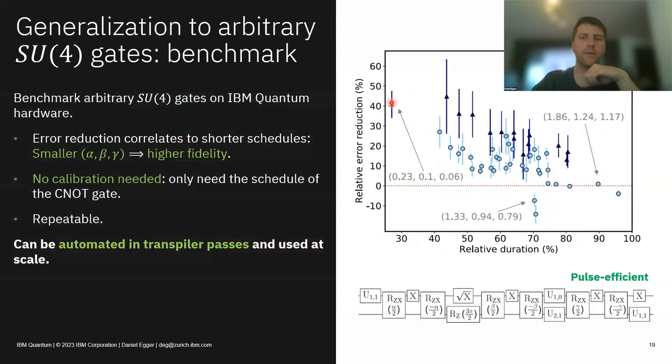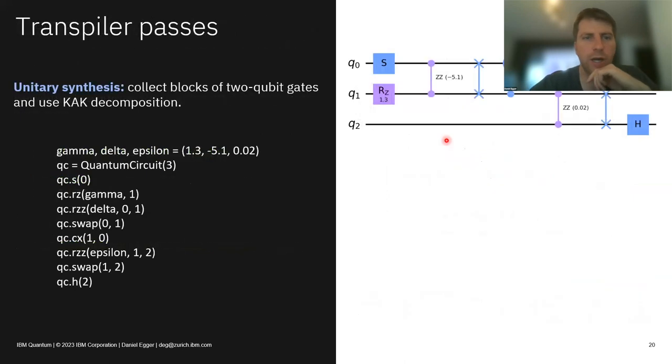Now, in the previous slide, I showed you an RZZ of theta gate, but you can actually use this scheme in the decomposition shown here in order to create arbitrary gates on two qubits. And here we sample arbitrary gates. We plot the relative duration of the pulse, or the scaled gates, as a function of the CNOT-based implementation. And we can see that we are overall shorter and have less error, which is very nice. And in the next few slides, I will show how we automate this in a transpiler pass.